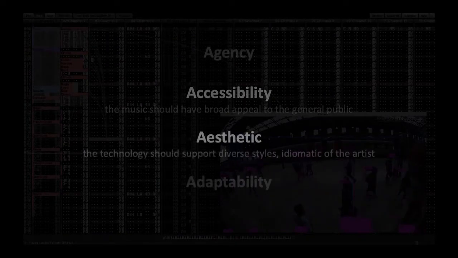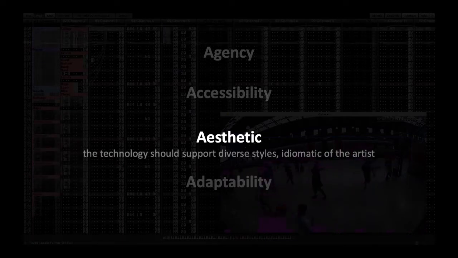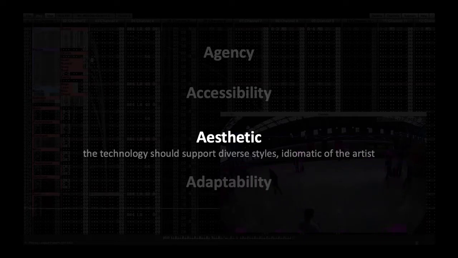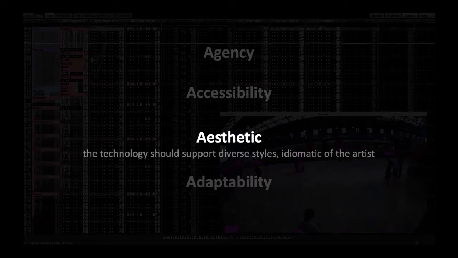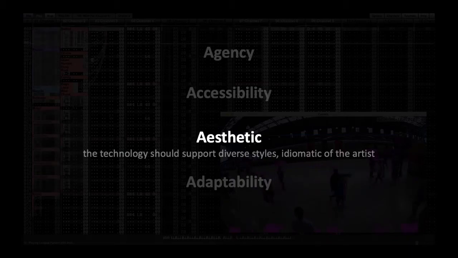The principle aesthetic requires that the technology should support a coherent musical voice, idiomatic of the artist. Artworks, as forms of expression, convey the ideas and aesthetics of the artist, who values their control, ownership, and authorship of the work. In surrendering agency to a crowd, an example of what Umberto Eco called an open work, the artist, at least in part, surrenders this.